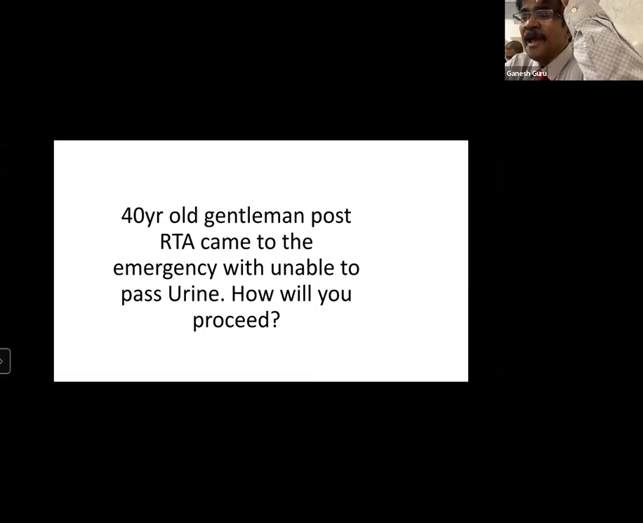And when you examine the patient, you find the features of shock, hypotension, tachycardia, and then come to the local examination. So your answer should proceed like this, so that it gives a better approach, that yes, you know how to approach a patient of road traffic accident.